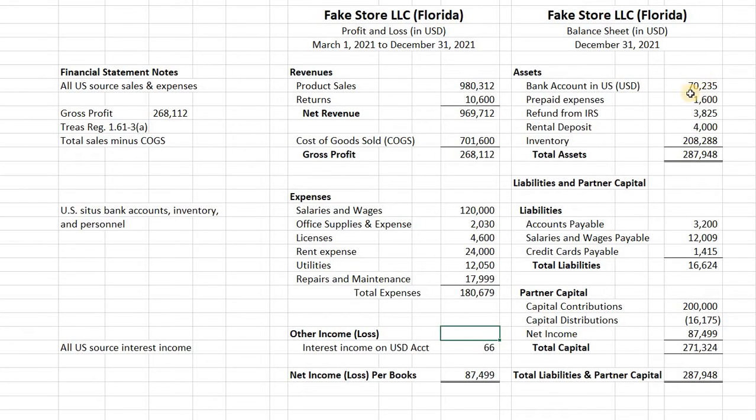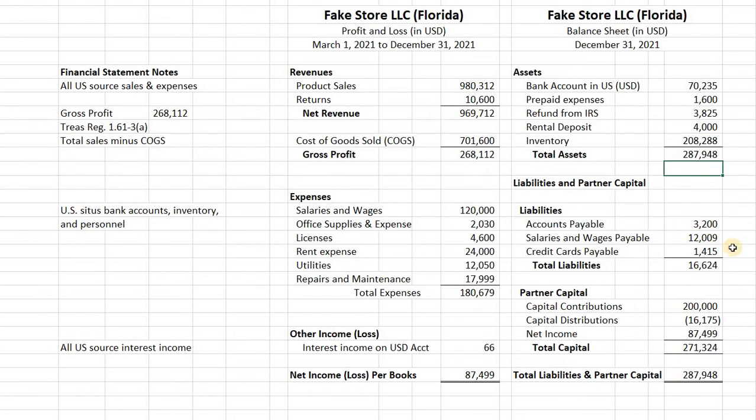And on the right-hand side here, the balance sheet, we've got one operating bank account in the name of this LLC, and some prepaid expenses. There is that refund from the IRS for the withholding tax. When we look at the 8804 and 8805, that number will make a little bit more sense as to how we got that, but that's what it is: the refund from the IRS for the over-withholding tax payment made with the 8804 estimates. We got our rental deposit here. We don't own the building that we're using for our convenience store; we are renting it. Our inventory balance at the end of the year is $208,000.